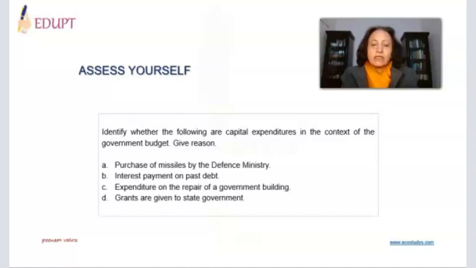Now have a look at this question. Here also 4 statements are given. You need to identify which of the 4 statements comprise capital expenditure of the government. The statements are: A. Purchase of missiles by the Defense Ministry. B. Interest payment on past debt. C. Expenditure on the repair of government building. And D. Grants are given to the state government.